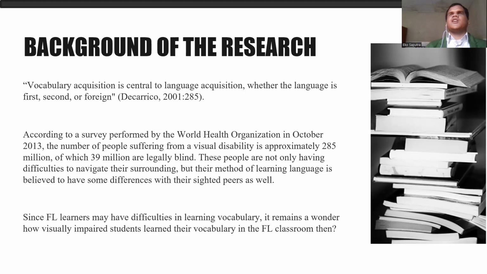Assistive technology is a technology developed to assist many people, such as disabled people, like people with visual impairment, people with hearing impairment, etc. And one of the assistive technologies for people with visual impairment is called screen reader. I would like to use screen reader to explore the possibility of it helping students with visual impairment to learn a new language, learn vocabulary.